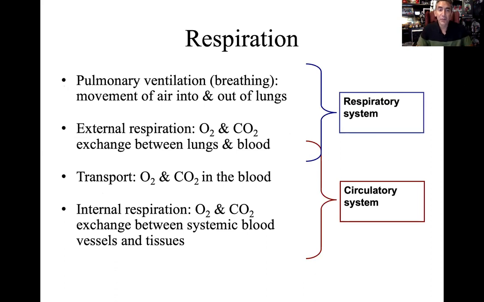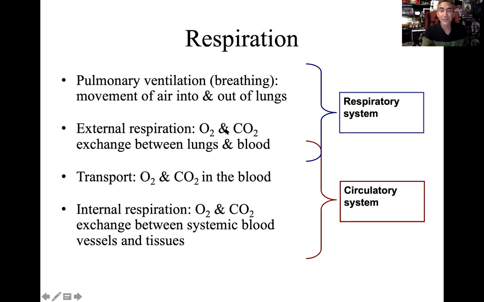So respiration involves the pulmonary ventilation, the breathing, movement of air in and out. External respiration is the exchange of oxygen and CO2 between the lungs and the blood. If we're looking at it as moving into the body, in external respiration, that's the first time oxygen would enter into the bloodstream. That's the last location where CO2 would remain in the bloodstream. CO2 now is given to the lungs. Oxygen is taken from the lungs, right? And this pulmonary ventilation and external respiration, these two stages will be solely the role of the respiratory system.